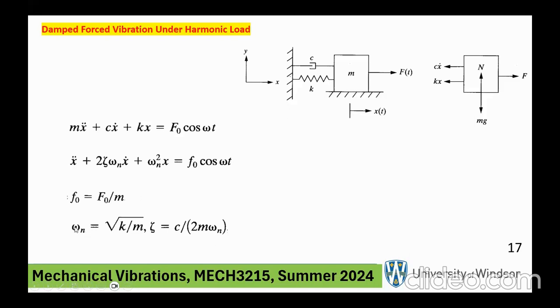So omega n, of course, is root of k over m, and zeta is the damping ratio, which is the damping value here, divided by either 2m omega n, this is the critical damping, or you can write it as 2 square root of km also. Incidentally, some books don't use the letter C, they use the letter B. Okay? So they're interchangeable. Now, the big question is, what is the particular solution?